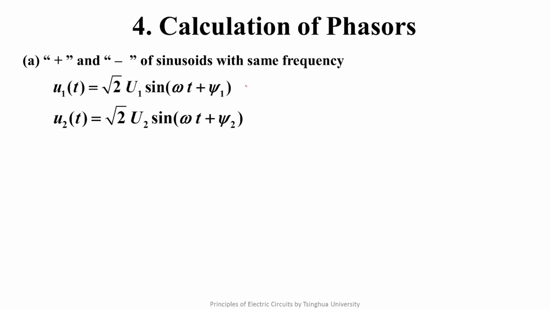The first sinusoid equals this. The second sinusoid equals this. U1 dot equals a phasor whose amplitude is U1 and whose phase angle is psi1, the same as U2 dot. Okay, let's calculate their addition now.